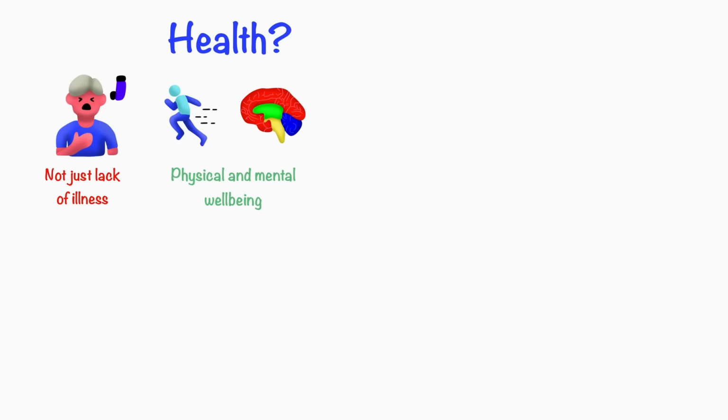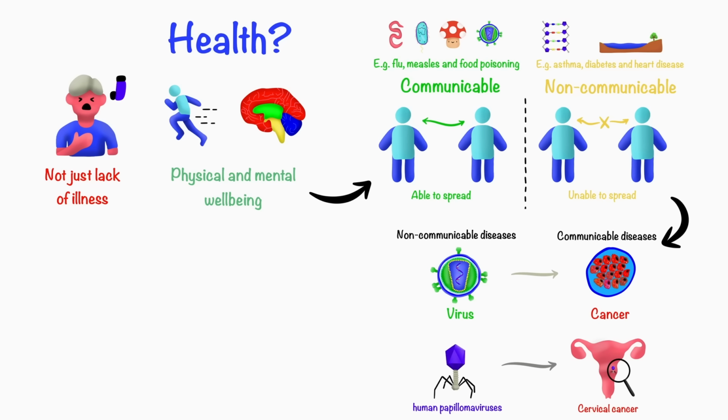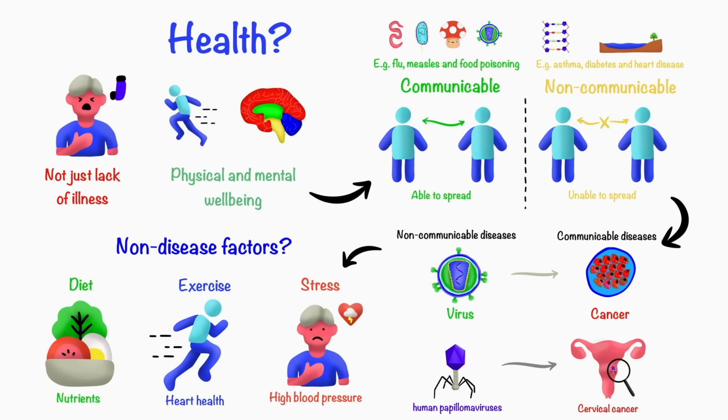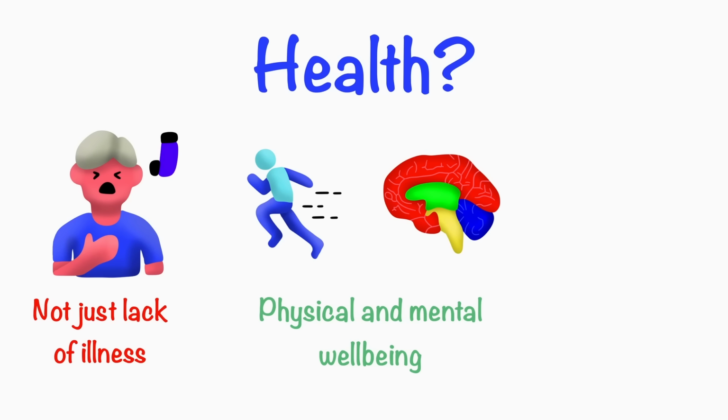Today, we're learning about what health really means and how it relates to disease, then looking at the difference between communicable and non communicable diseases, exploring how different types of diseases can interact with each other, and finally, seeing how our lifestyle choices can affect our health. So, what is health? Health isn't just about not being ill, it's about feeling good physically and mentally.